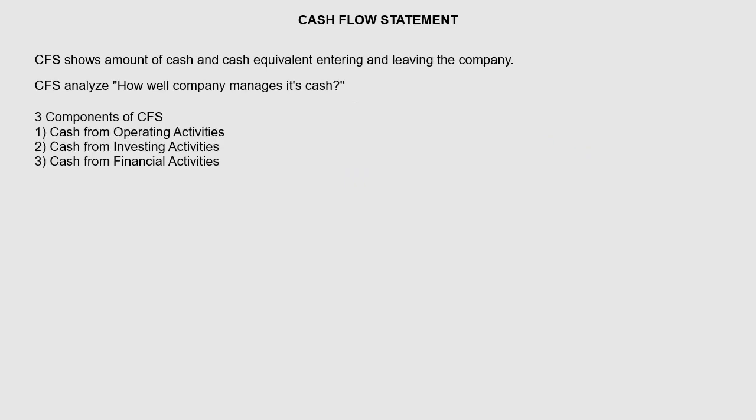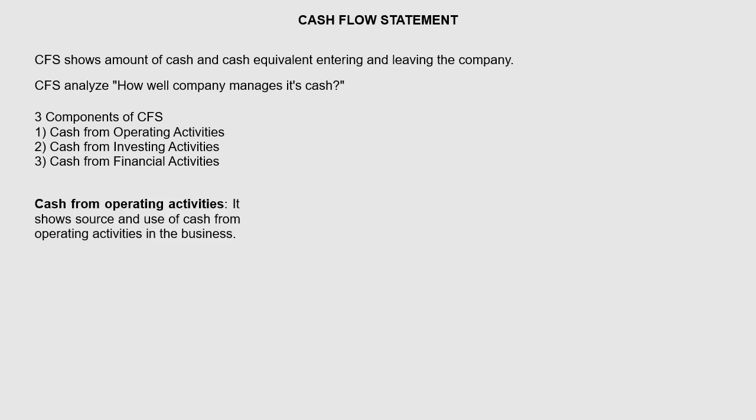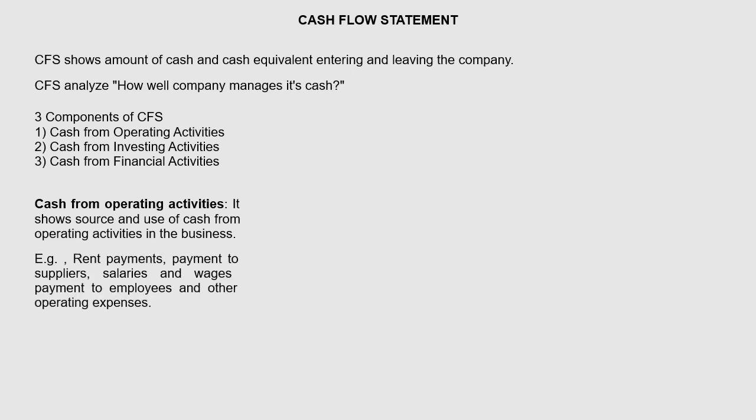The three components of the cash flow statement and its structure are cash from operating activities, cash from investing activities, and cash from financial activities. First, cash from operating activities. It shows the source and use of cash from operating activities in the business. It includes rent payments, payments to suppliers, salaries and wages, payments to employees and other operating expenses.